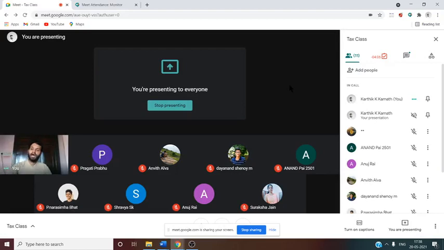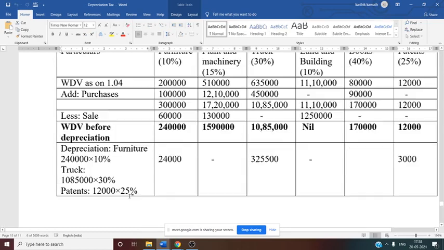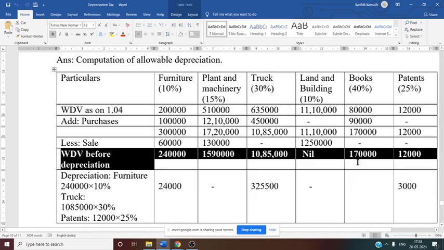Now last thing we need to charge the depreciation on remaining plant. There is a remaining plant as well. So on that we need to charge the additional depreciation. So now let us see remaining plant value. On the remaining plant, how to get the remaining plant? You need to see the written down value before depreciation. Answer under the plant and machinery column. What is the answer? 15 lakh 90,000.